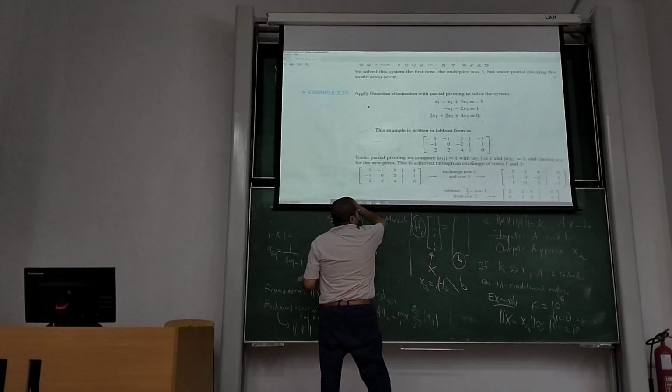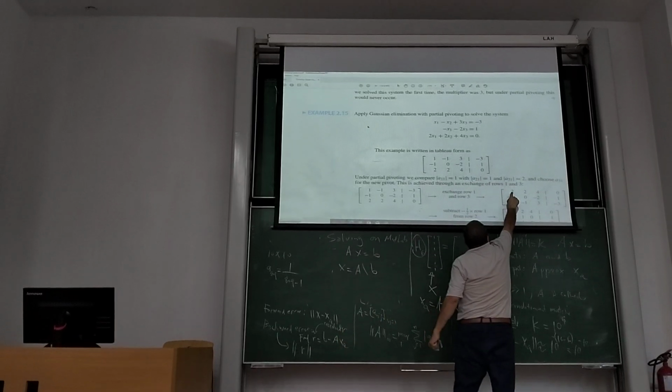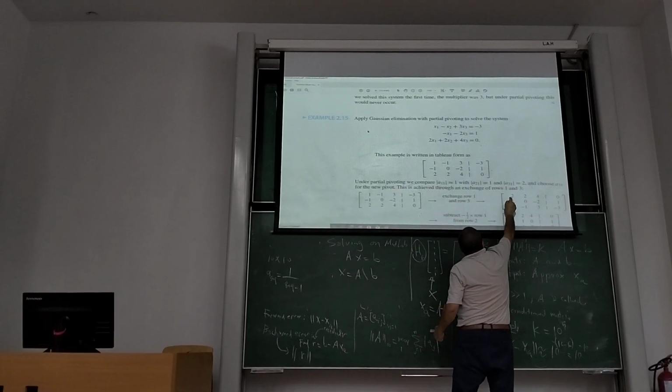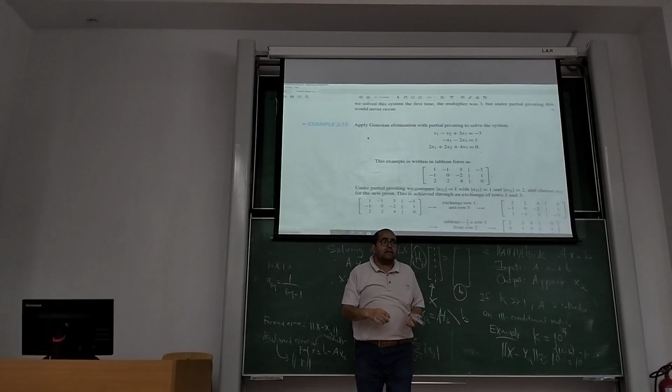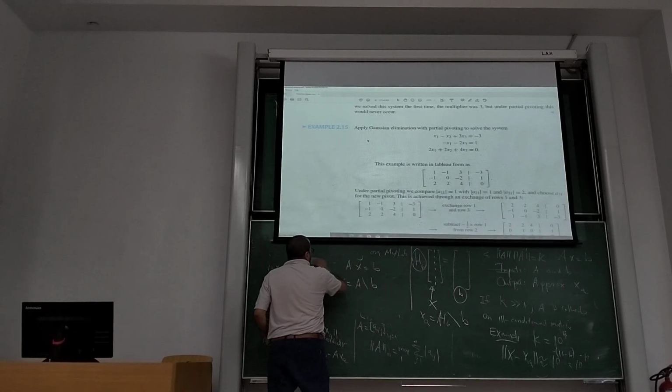What is the m here? Where is the step? It's right here. Swap row 1 and row 3. What is the m that you're going to multiply the first row times and then add to the second or the third? Let's try to find out the m's.